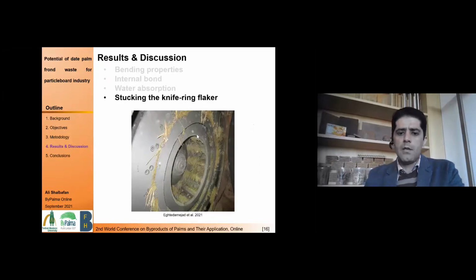But I would also like to talk about one of the main challenges we had during the chipping process, and that was the clogging of the knife ring flaker, which typically happened during the work. Due to that, I would say that using knife ring flakers for chipping of the date palm fronds would not be a good idea on an industrial scale.